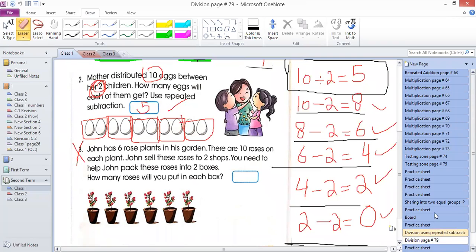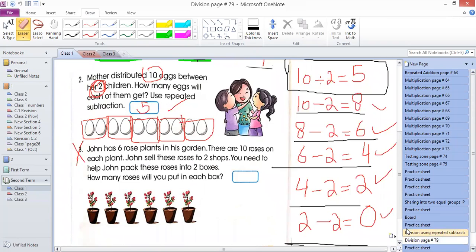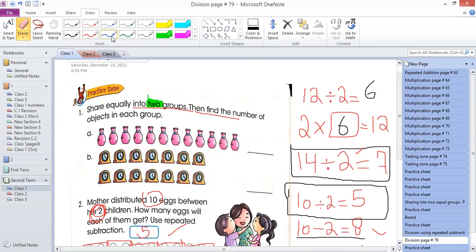Let's come to the book question which we completed on page number 79. There are 3 questions, guys. Question number 1, share equally into 2 groups. If you want to share into 2 equal groups, you can share one by one. How can you share? You can give this one to group 1 and this one to group 2.